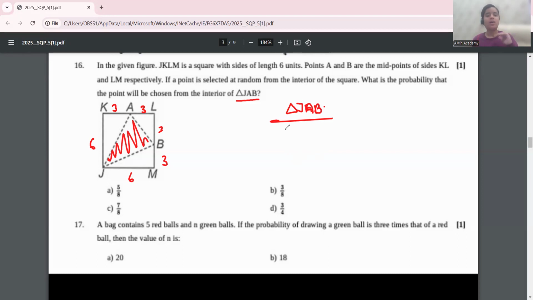But what is our total outcomes? That would be the area of square JKLM, because we can select a point from its interior anywhere. Now, area of square JKLM is easy. The side is given 6 units, so area is 36. Now, I have to find the area of triangle JAB.